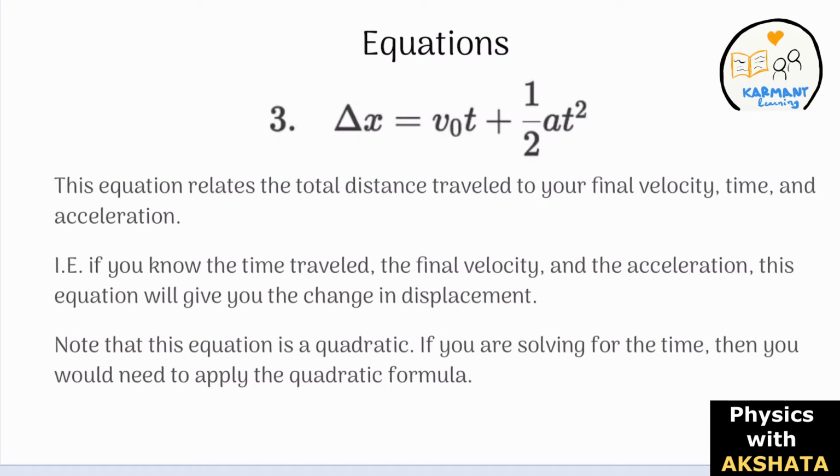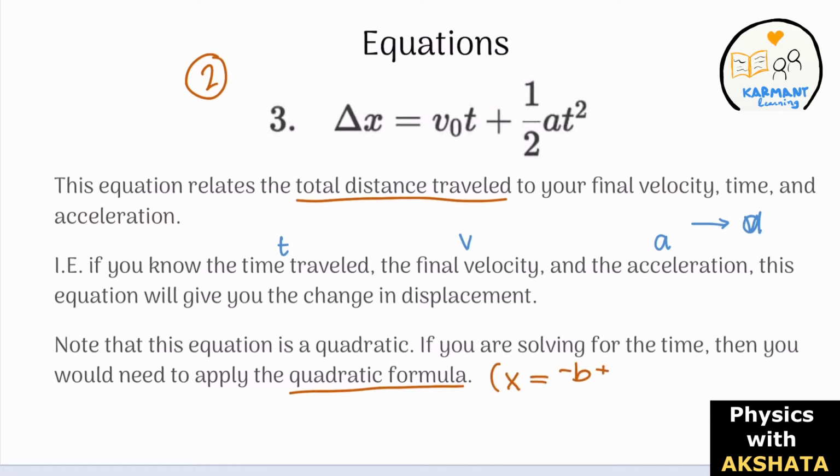Our next equation relates the total distance or displacement traveled to your final velocity, the time, and the acceleration. For instance, if you know the time traveled, the final velocity of the object, and its acceleration, this equation will give you the change in displacement or the total distance traveled. Also, note this equation is a quadratic. If you are solving for the time, then you must apply the quadratic formula, which is x is equal to negative b plus or minus the square root of b squared minus 4ac all over 2a.